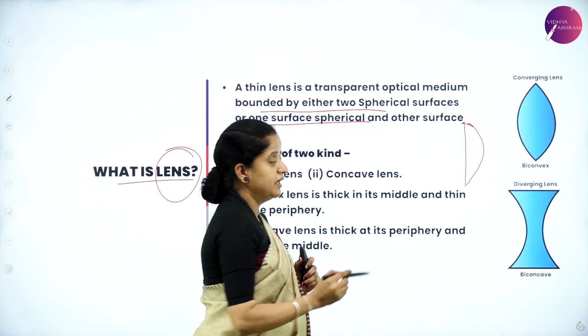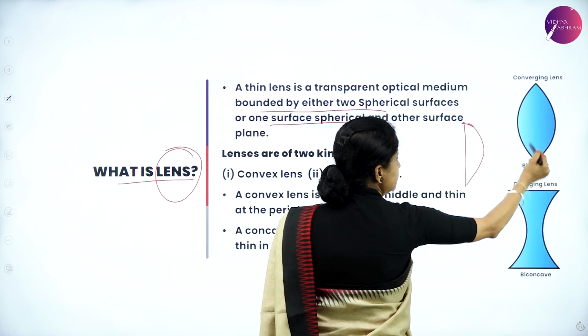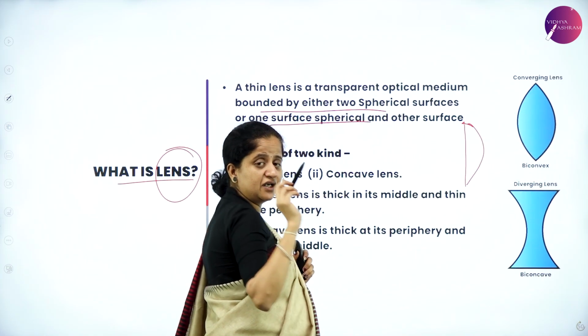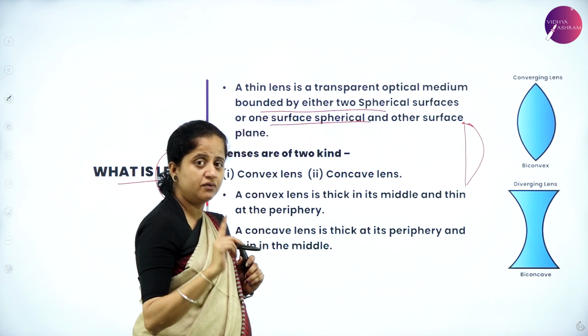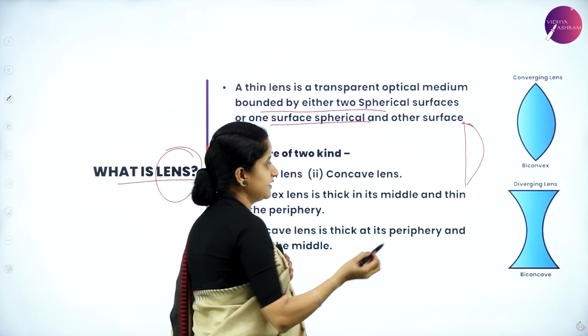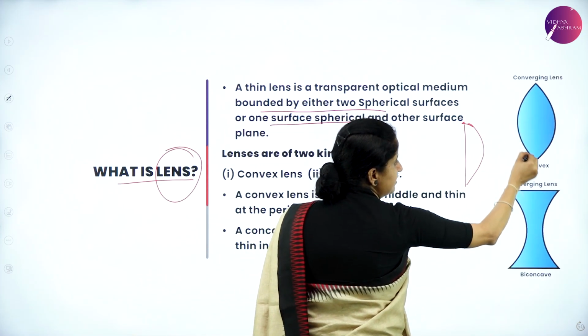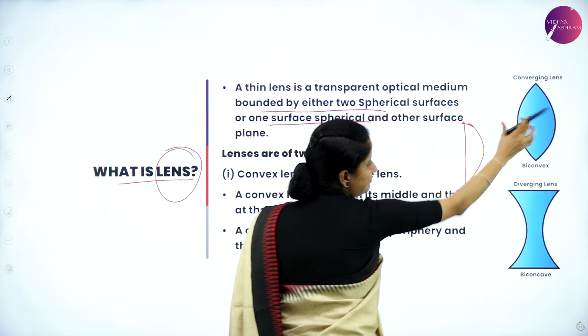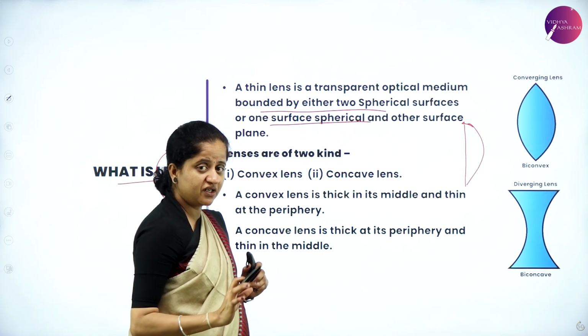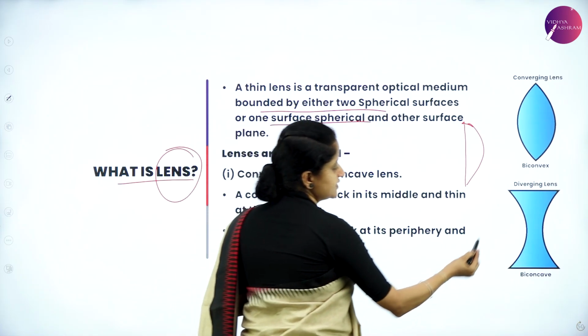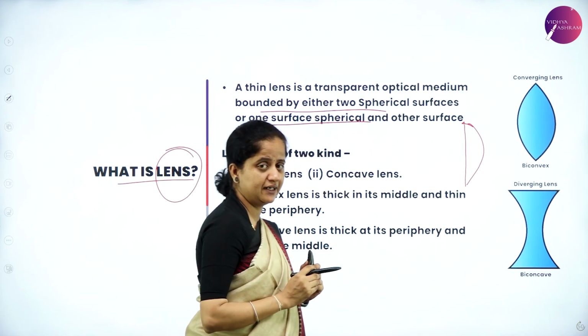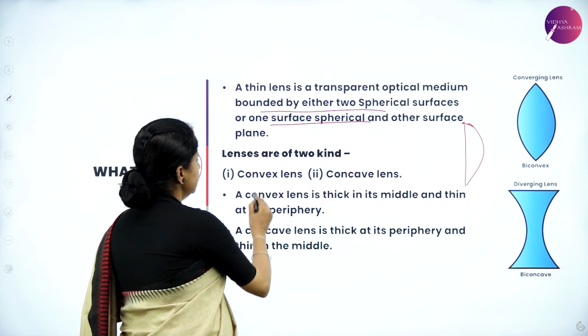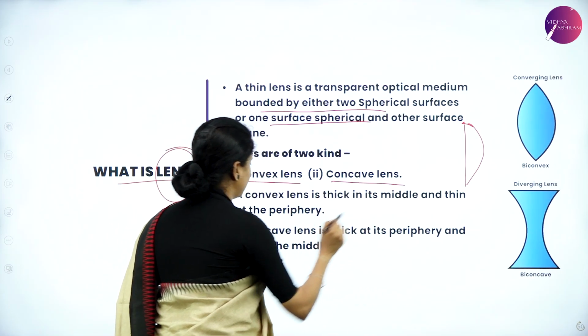Now if a lens is having two spherical surfaces, there are two types of lenses. As we all know, one is a convex lens, the other one is concave lens. Suppose if the convex lens is having two spherical surfaces, we'll call it as biconvex lens. Suppose if the concave lens has two spherical surfaces, we'll call it as biconcave lens. So what are the types of lens? That is convex lens and concave lens.